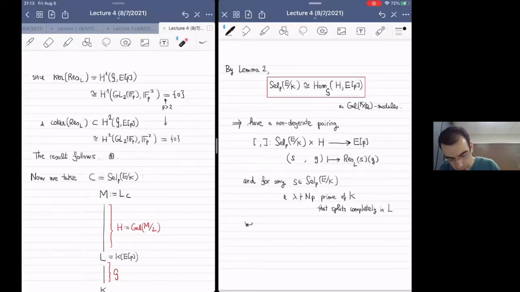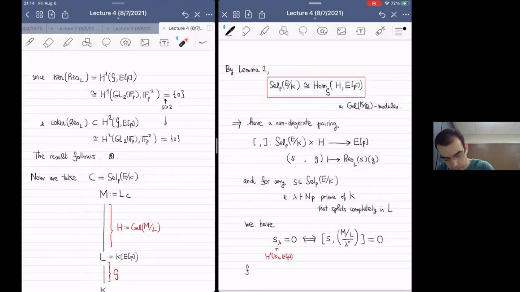So when it says lambda, we have the following way of checking local triviality of cohomology classes. This global class is going to be trivial locally at lambda, as an element in H1 of K lambda, E[p], if and only if, in terms of this pairing that we just introduced, it is the same as pairing S against this Frobenius element.